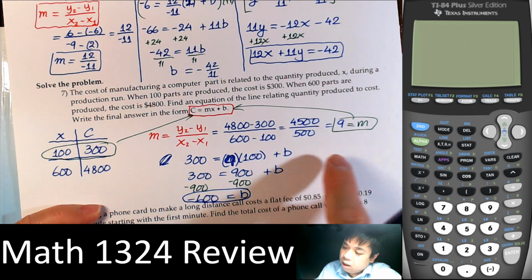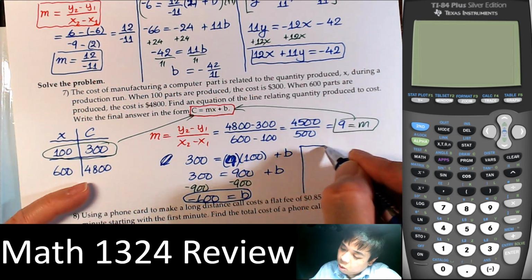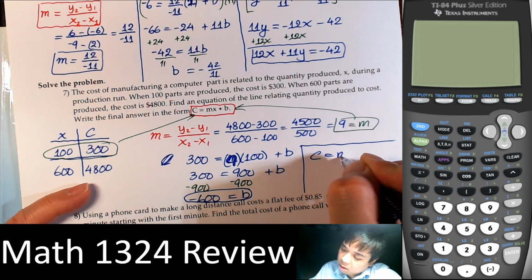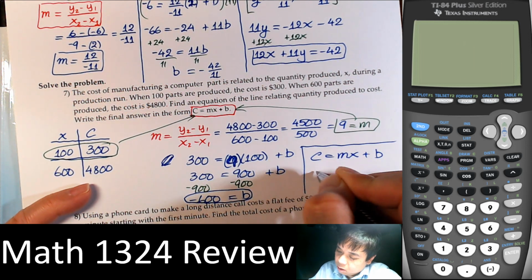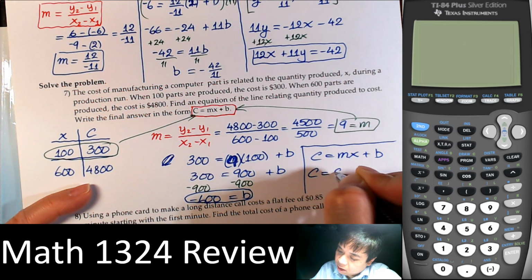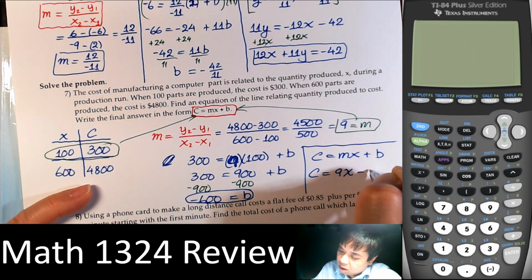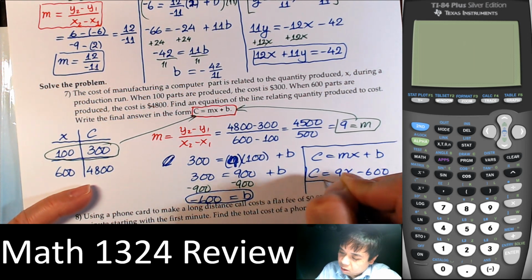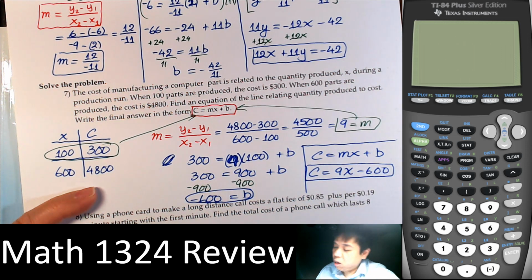So we have b, we have m. So the equation is C equal to mx plus b. So C equal to m is 9, x, b is negative 600. So the cost function is 9x minus 600.